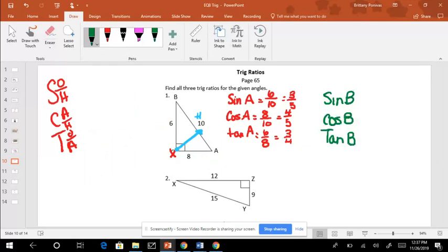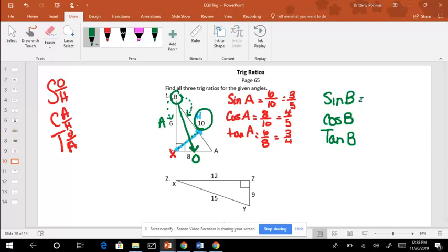Now we have to label everything based off of angle B. Well, your hypotenuse is never going to change. From angle B on the other side, that's the opposite side, and next to angle B is your adjacent. Well, next to angle B, there's two sides. There's this one labeled 10 and this one labeled 6. Well, 10 is already your hypotenuse. That means that 6 is your adjacent.